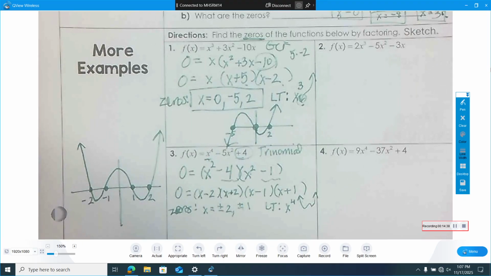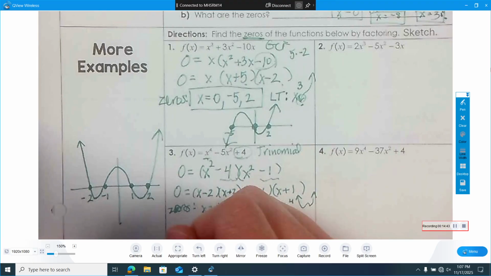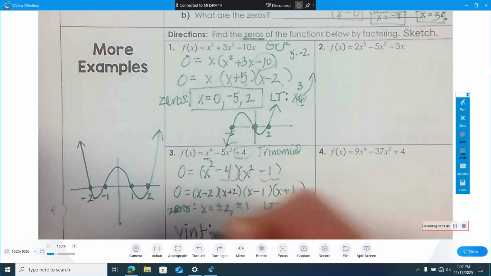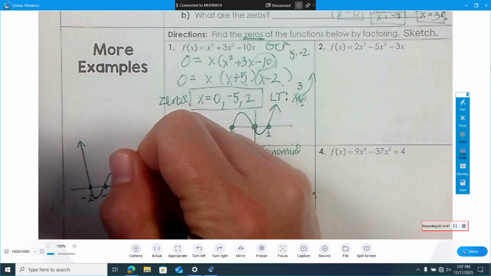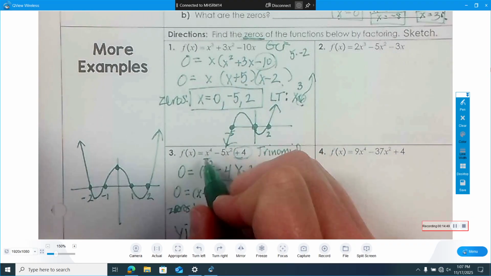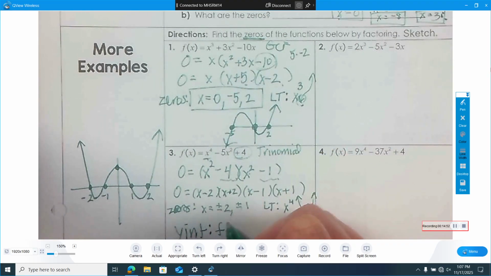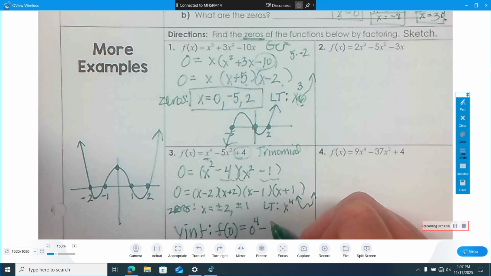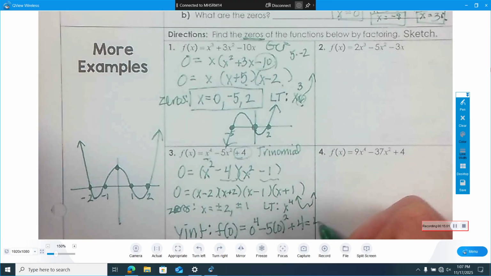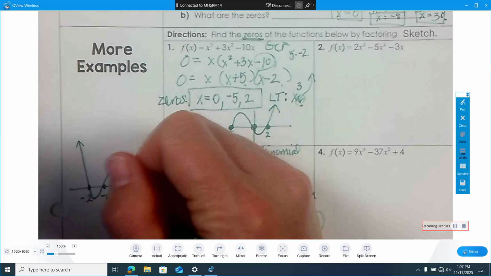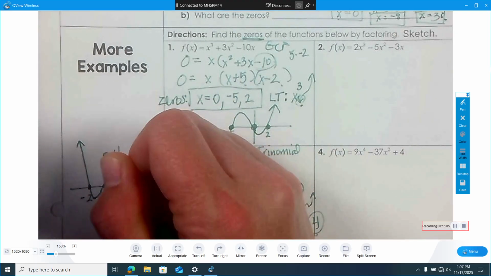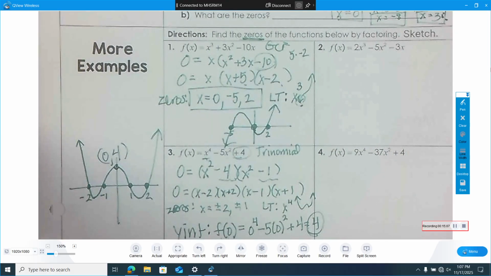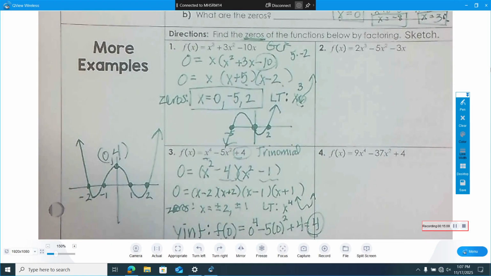Let me ask you a question. What's the y-intercept? 4. How do you get a y-intercept? The y-intercept occurs when all the x's are 0. So when we plug in a 0 for the x, 0 to the 4th minus 5 times 0 squared plus 4, we just get 4. So we get this ordered pair 0, 4. And that is the y-intercept. You can see that on the graph there as well, which is pretty good.